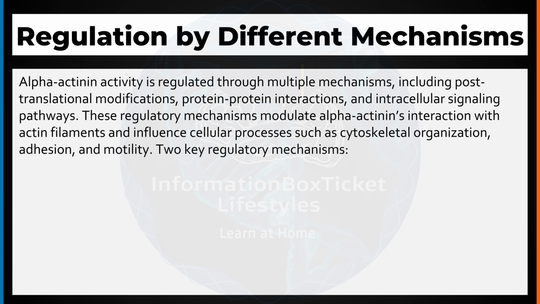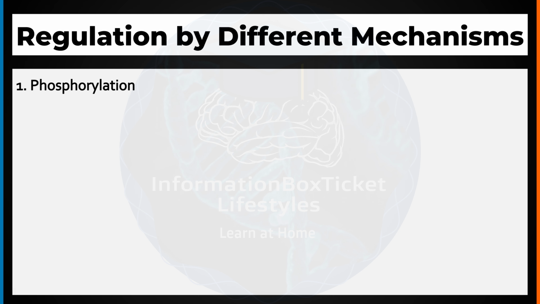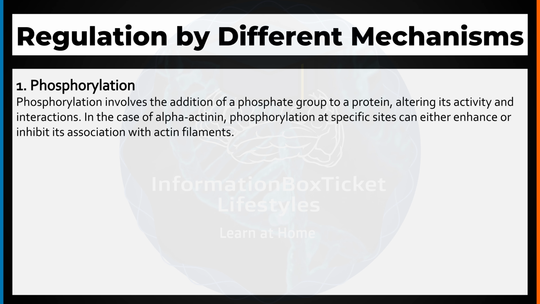Two key regulatory mechanisms: 1. Phosphorylation, and 2. Proteolytic cleavage. First, phosphorylation. Phosphorylation involves the addition of a phosphate group to a protein, altering its activity and interactions. In the case of alpha-actinin, phosphorylation at specific sites can either enhance or inhibit its association with actin filaments.